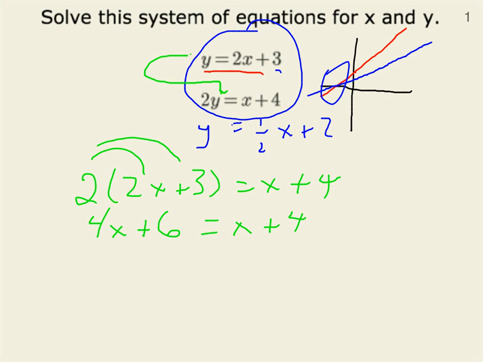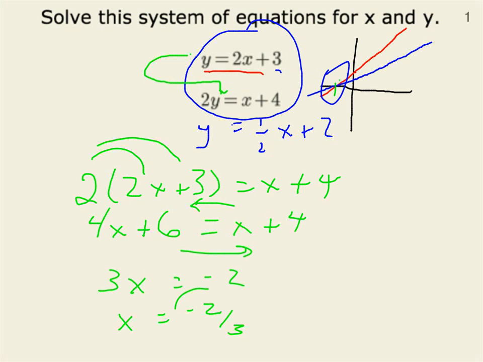If I combine my variables, let's move the x to the left and the 6 to the right. I'll get 3x has to be, let's see, 4 minus 6 would be negative 2. So my x is negative 2/3. That's the x value where they cross over here.